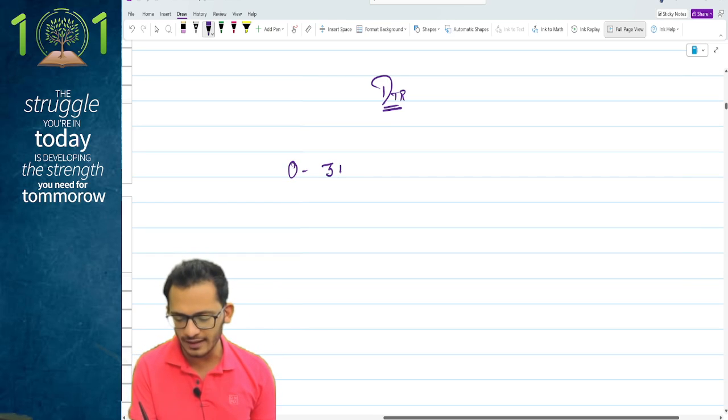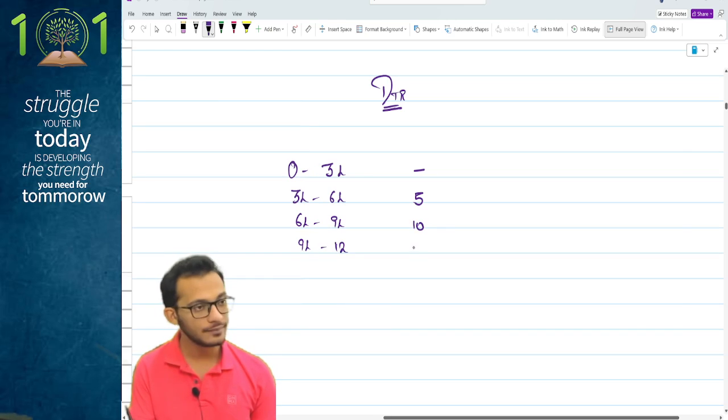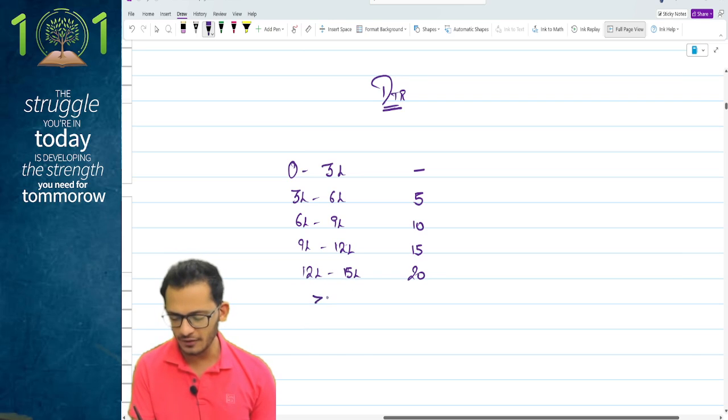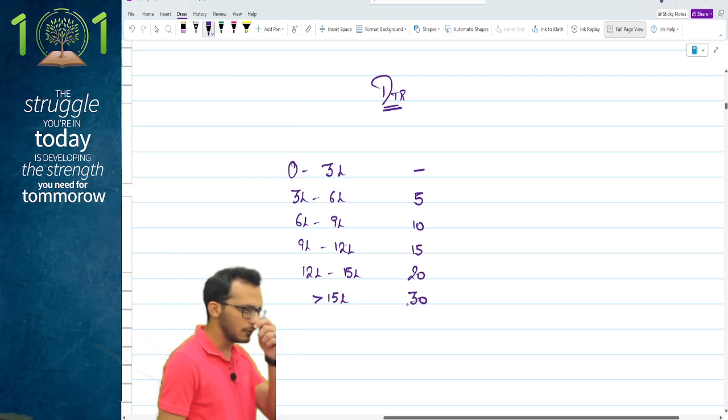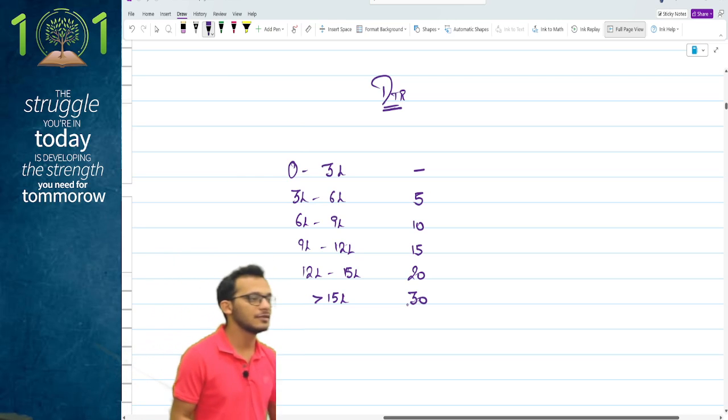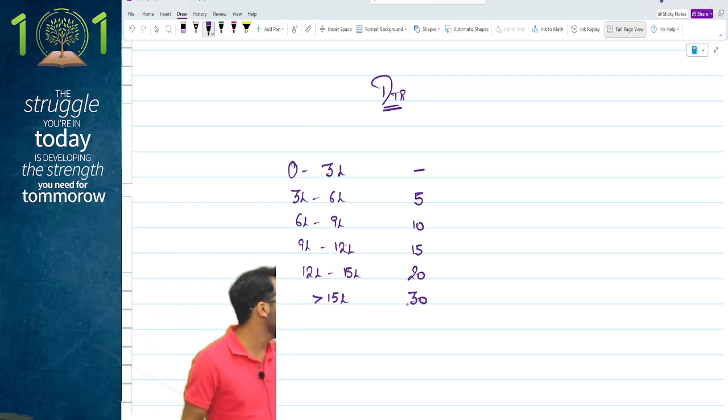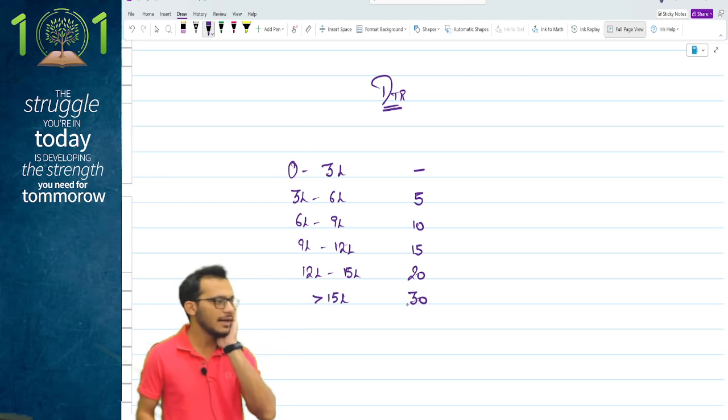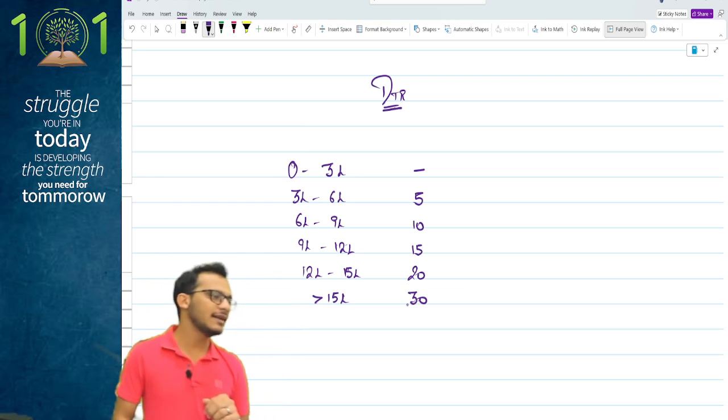It was 0 to 3 lakhs, 0; 3 lakhs to 6 lakhs, 5; 6 lakhs to 9 lakhs, 10; 9 lakhs to 12 lakhs, 15; 12 lakhs to 15 lakhs, 20. After 15 lakhs, it directly became 30. This is what was until last year. This is what you were paying tax. If you actually find out till 15 lakhs, you'll get 1,50,000.